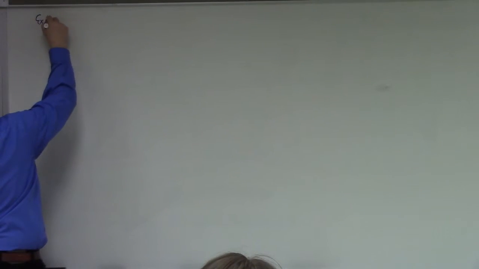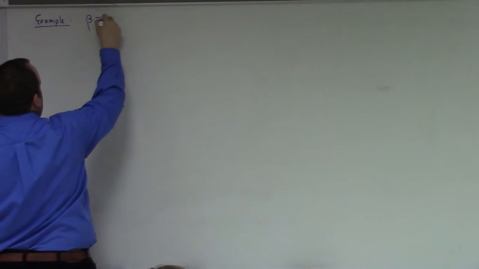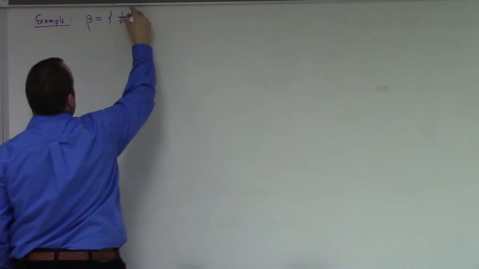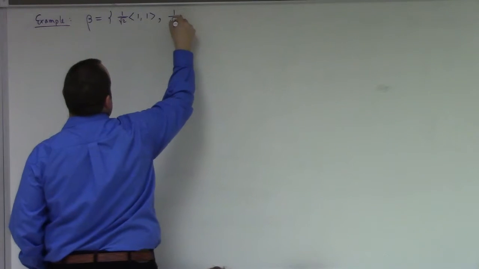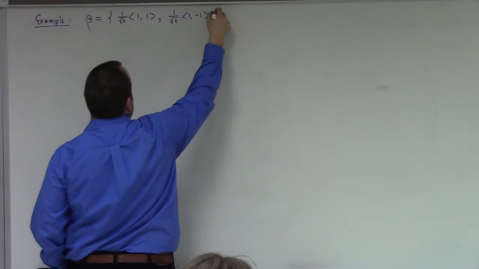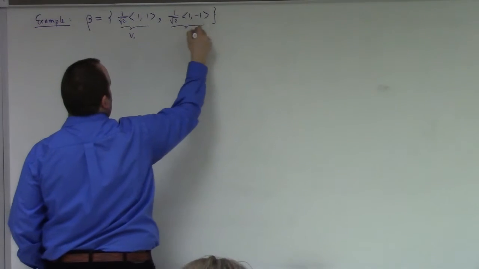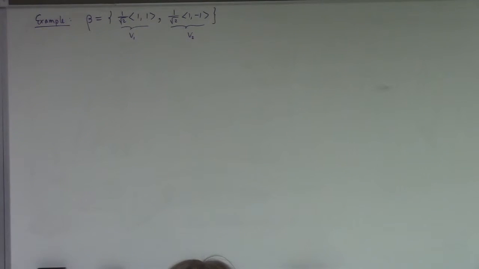Let's see here. For example, if I look at beta equals 1 over the square root of 2 times (1, 1), and 1 over the square root of 2 times (1, -1). So this is my v1, this is my v2. You can check that, in fact, that is an orthonormal basis for R2.